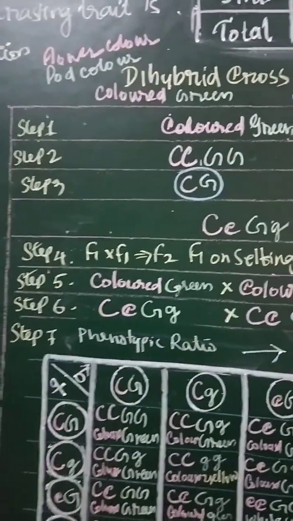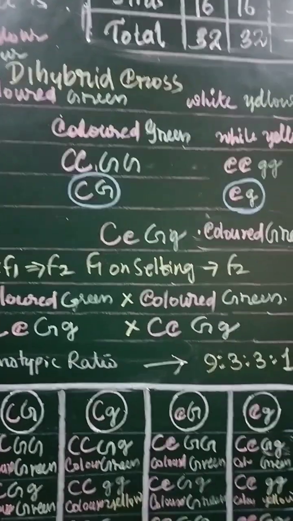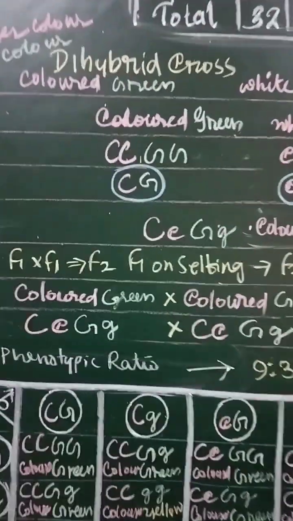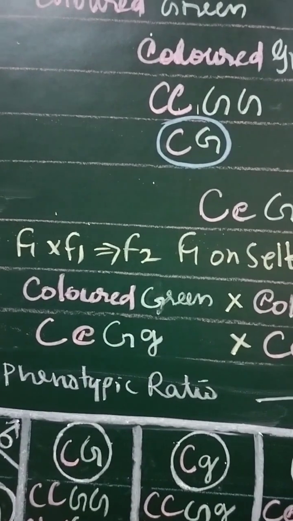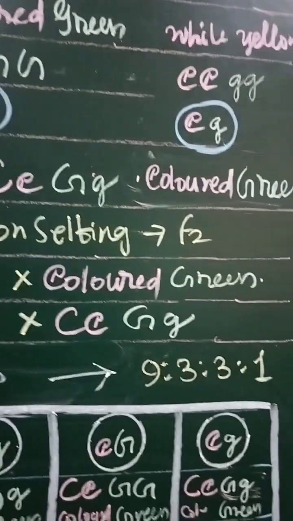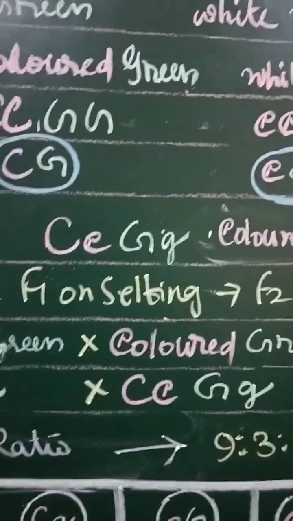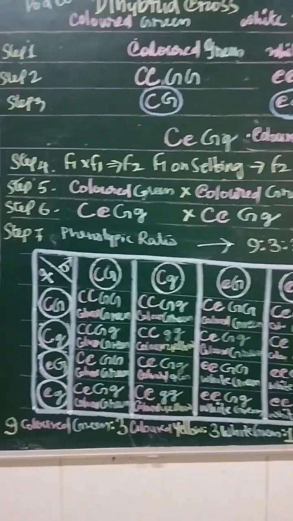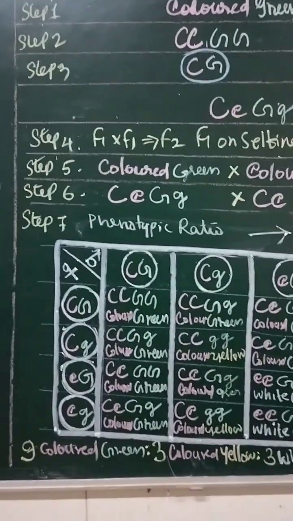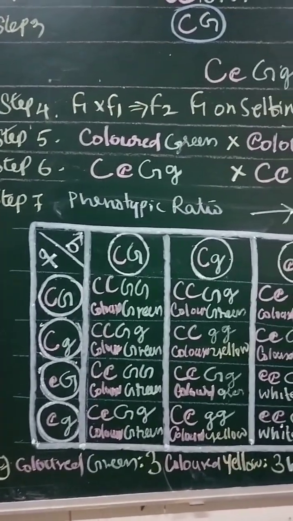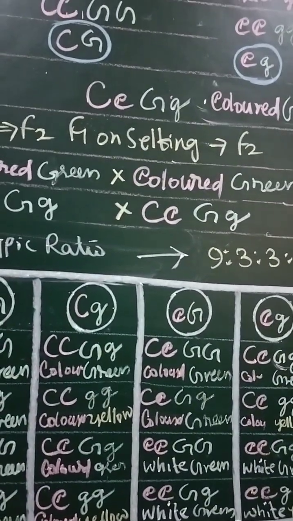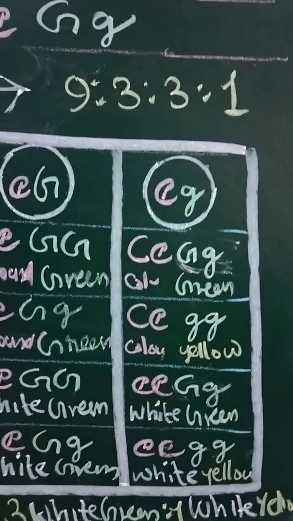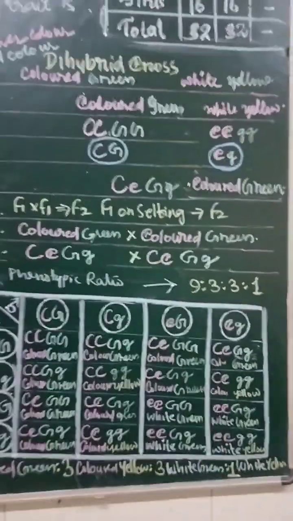Under step 4, you will make F1 versus F1 giving the F2 generation on selfing. That is the phenotype; again you will represent colored green with heterozygous nature, capital C small c versus capital G small g, and here also 2 of the same individuals of the F1 will be crossed. On crossing, you will get the different gametes and make the Punnett square. You will get the ratio of 9 colored green, 3 colored yellow, 3 white green and 1 white yellow, with white flower as the recessive trait. So a 9:3:3:1 ratio is derived here.